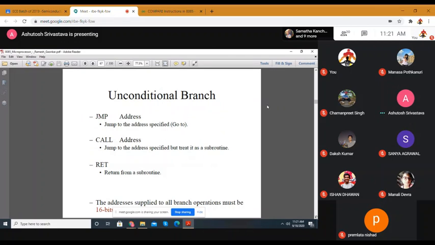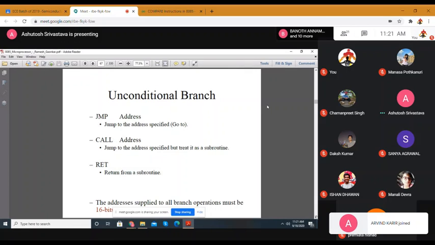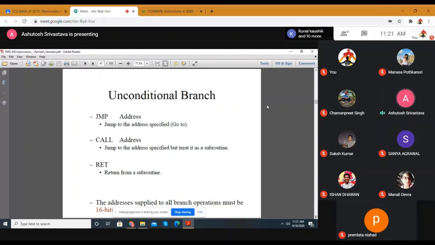So the first type of unconditional branch is jump. So JMP basically helps you to go to a particular address. The second type is call.